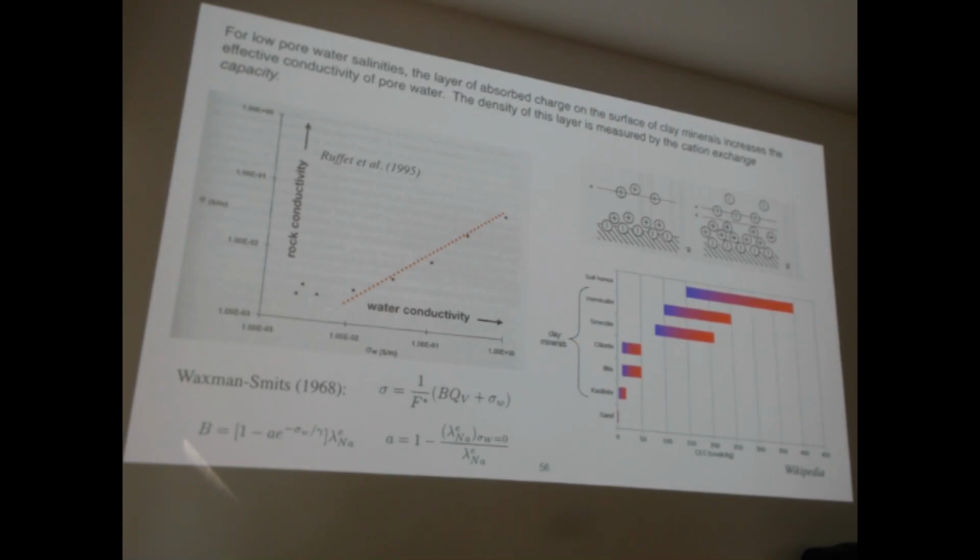And you can model that, and this is the math people use. It's a lot more complicated than Archie's law. And it's to do with this measure of how much clay charge you get. And it's sort of complicated. What you need to know is that if you add clay to a rock, you tend to make things more conductive than otherwise, which would be complicated.